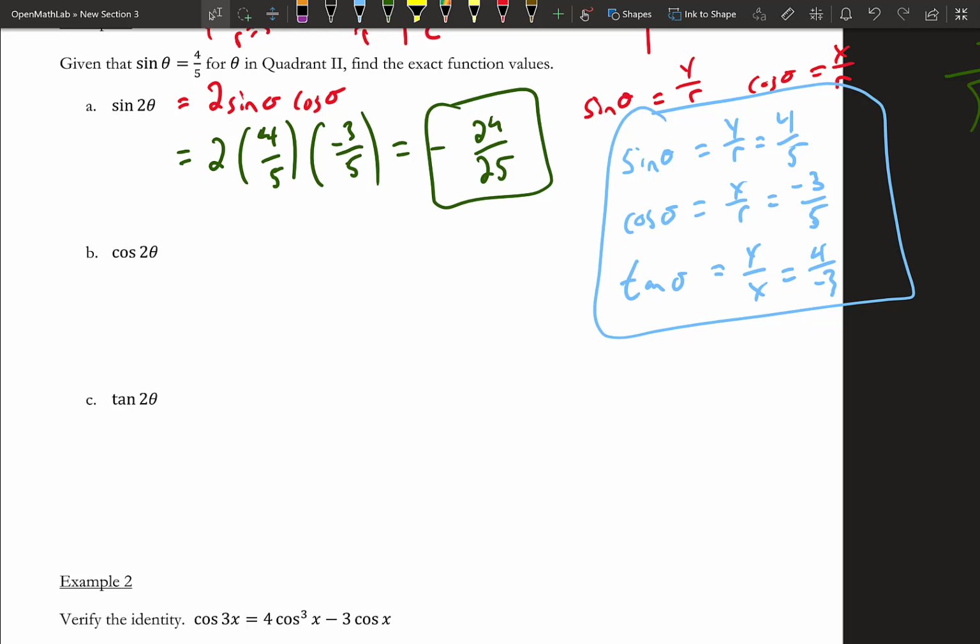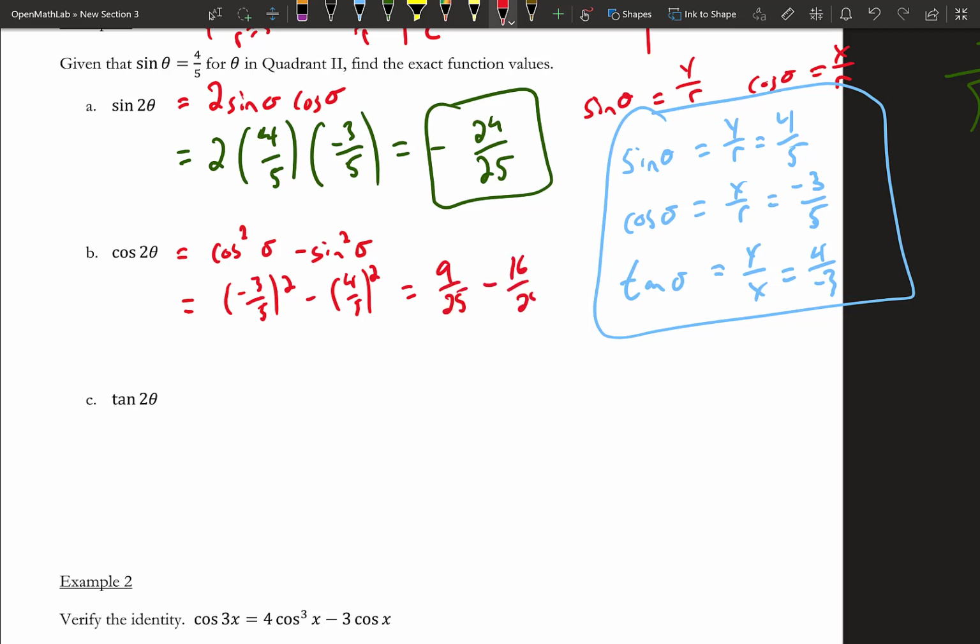So cosine of 2 theta, right? So there's 3 different options you can use. So I'm just going to use the first one we did, is cosine of 2 theta is equal to cosine squared theta minus sine squared theta. Right, so just plug in these values. So we would have negative 3/5 squared minus, and then sine is 4/5 squared. So this gives me 9/25 minus 16/25. Right, so then 9 minus 16 is negative 7, so we would be negative 7/25. Right, that's our answer there.